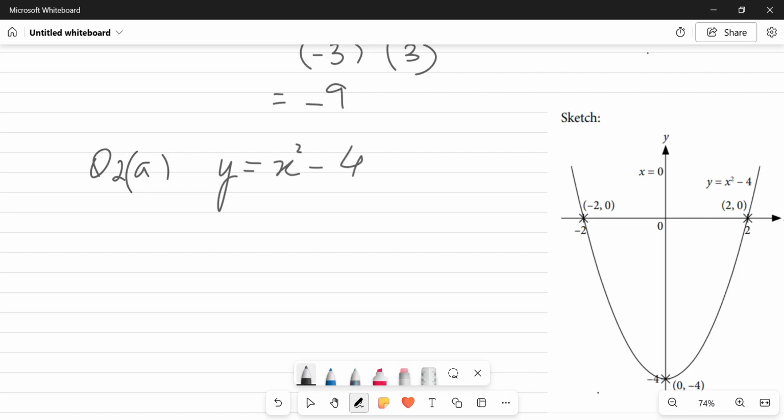This is the question. Now, first of all, step number 1, what we need to do, like we have found in the first part, is find the y-intercept.